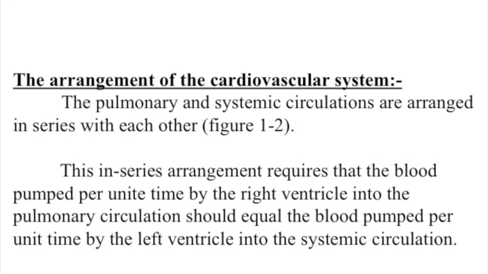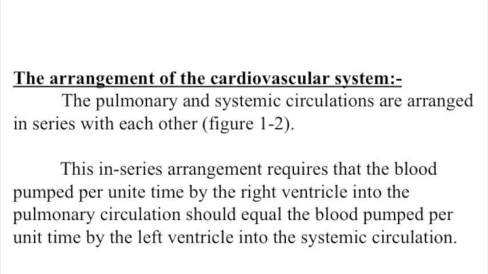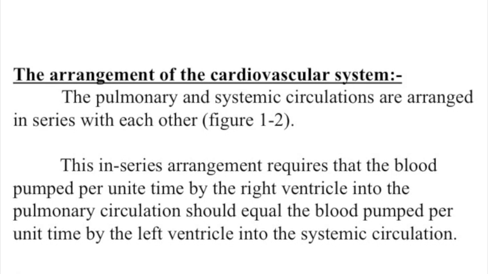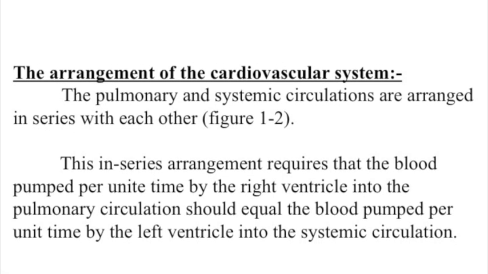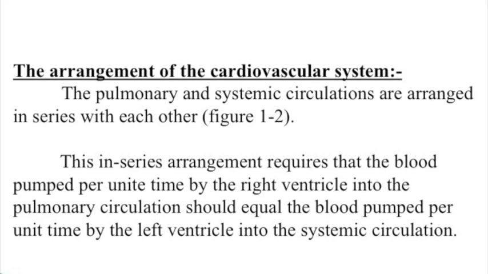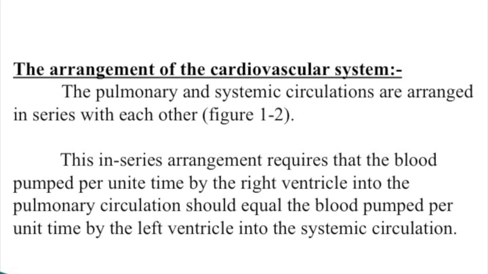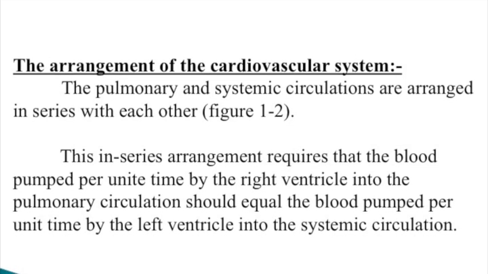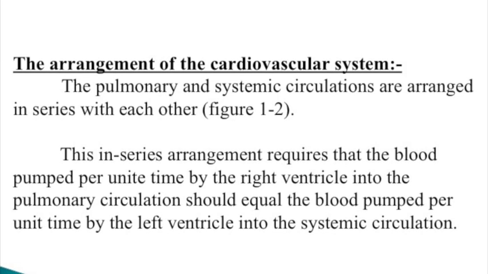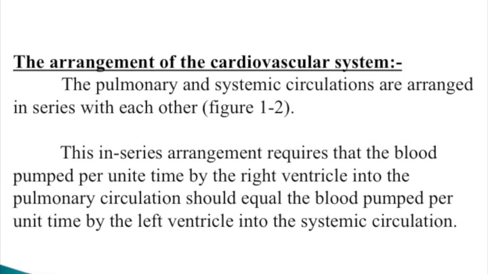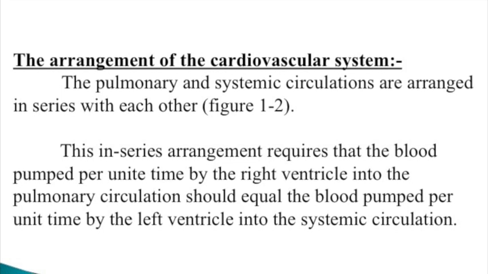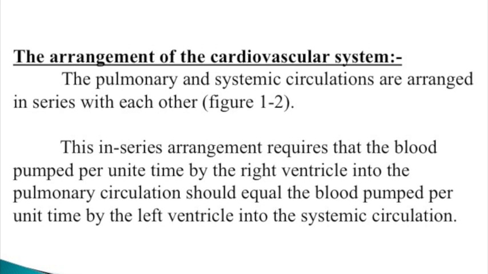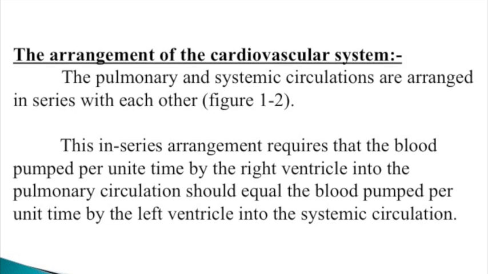يبقى على التوالي. This in series arrangement requires that the blood pumped per unit time by the right ventricle into the pulmonary circulation should be equal to the blood pumped per unit time by the left ventricle into the systemic circulation. بمعنى ان عشان هذا يتحقق اللي على التوالي لابد ان كمية الدم التي تخرج من البطين الايمن الى الرئتين تساوي كمية الدم التي تخرج من البطين الايسر الى الجسم كله. فهذا يجب أن يؤخذ في الحسبان.